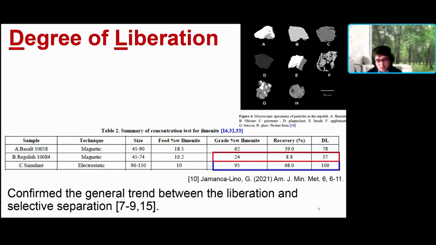One report studied the degree of liberation of ilmenite minerals against the physical separation method. It confirmed the general trend between the degree of liberation and selective separation, meaning the higher the degree of liberation, the higher the separation performance, and the lower the degree of liberation, the poorer the separation results.